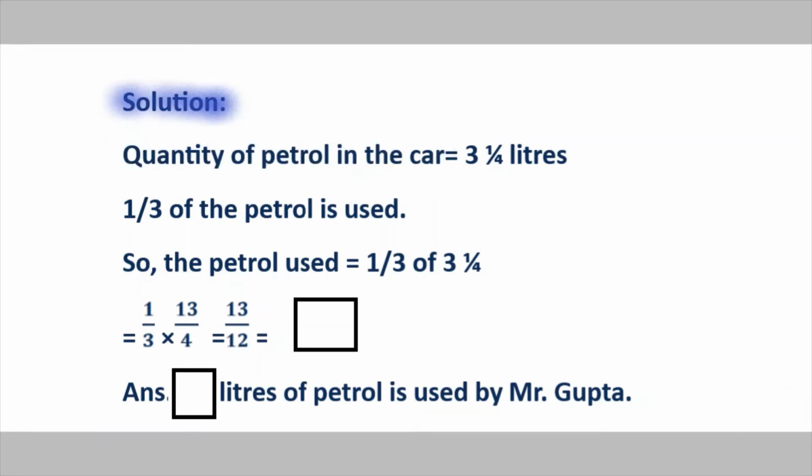Quantity of petrol in the car is 3 1 by 4 liters. 1/3 of petrol is used. So the petrol used is 1/3 of 3 1 by 4. We have to calculate 1/3 of 3 1 by 4. Now, of means what? Multiplication. So we have to multiply 1 by 3 by 3 1 by 4.